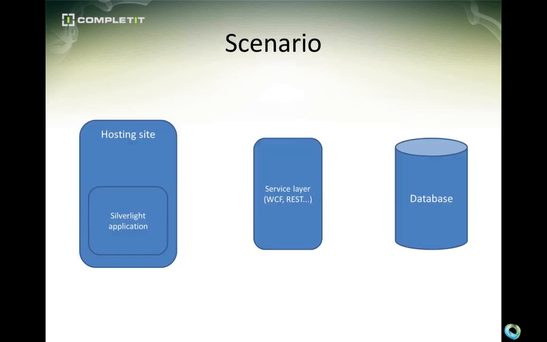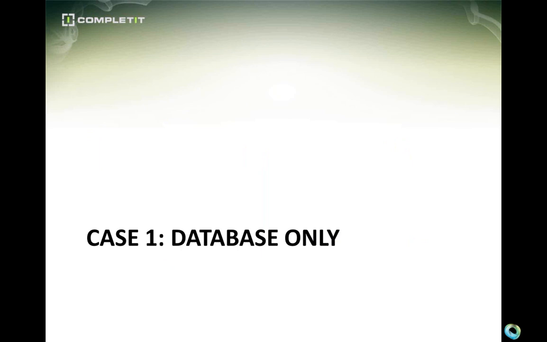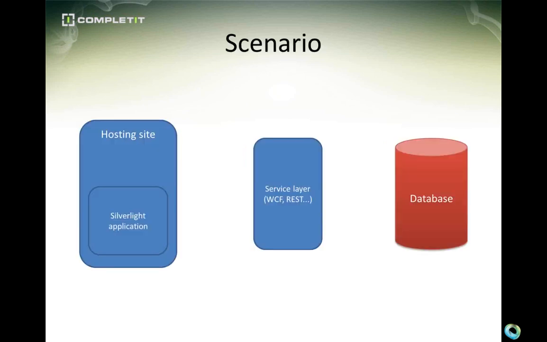So this is a scenario in a small overview. You have the database on the far right, you have your service layer, and your hosting website with a Silverlight application, a typical Silverlight business application. So what we'll do first is move only the database. The red part is what we want to move to the cloud, and the blue part is still on our own server.